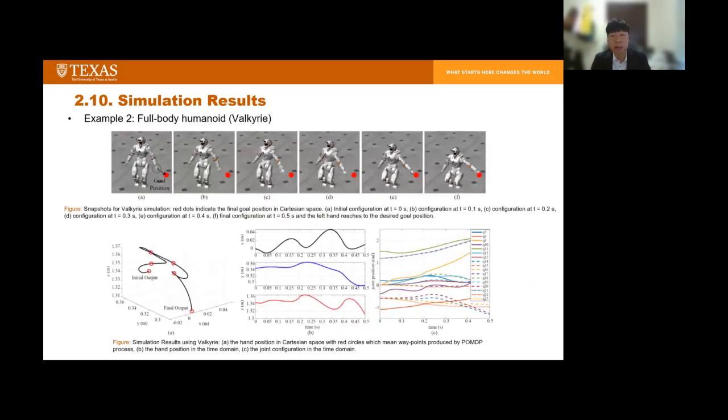We also verify our algorithm by using the full-body humanoid robot Valkyrie. Valkyrie is also succeeding in reaching the final goal, as you can see on the right hand side. Of course, maintaining double support phase. These simulations show that our approach is efficient enough to apply to the full-body humanoid robot, which is a very high-dimensional system. So far, I presented the first part of my studies.